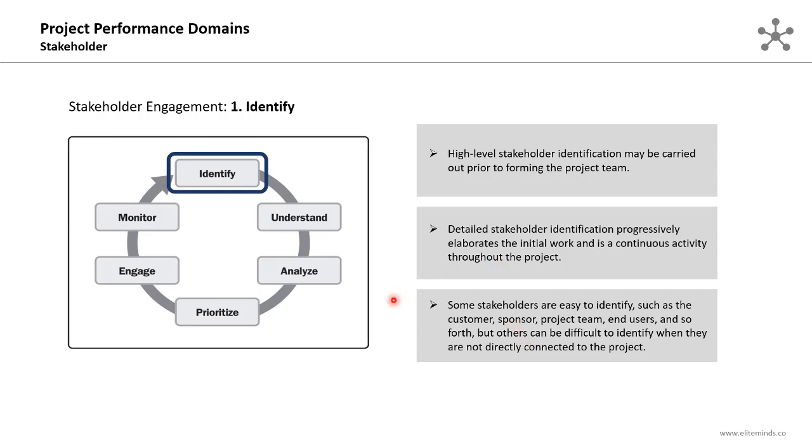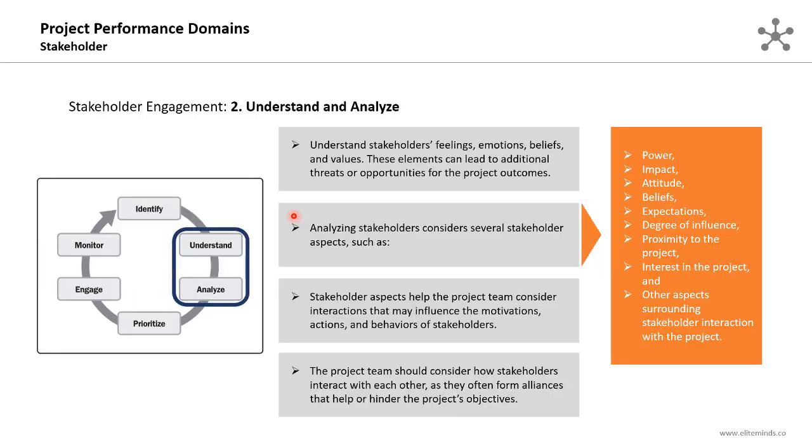Now, how to identify and analyze stakeholders, we will discuss some of the tools and techniques in the methods and models section. But stakeholder identification is the first step in managing the stakeholder engagement, and there is a various pool of tools and techniques that can be used to support this step. Then we will understand and analyze the stakeholders. Understand stakeholders' feelings, emotions, beliefs, and values. We want to understand our stakeholders. These elements can lead to additional threats or opportunities for the project outcomes.